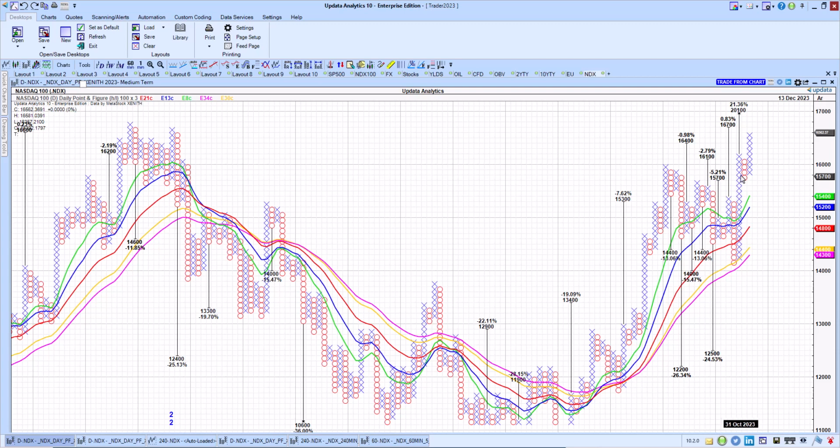We then had a strong rally, broke past that high there at 15.6. That activated the 16,100 upside point and figure target, and we met that as well. And this move here has activated the 16,700 upside target. So there's two upside targets still to go, 16.7 and then a whopping 20,100. We'll look at that in a minute.